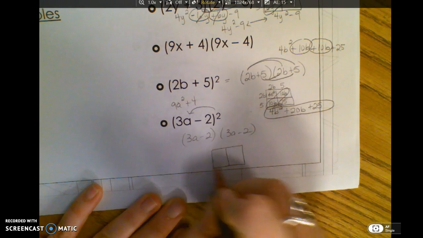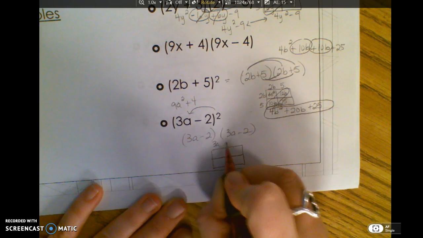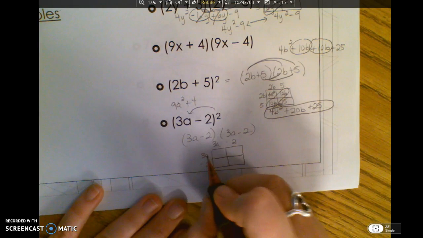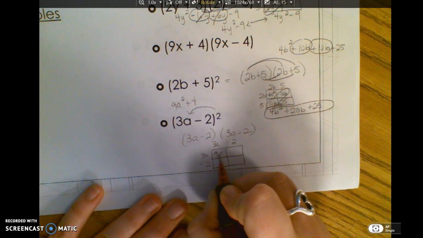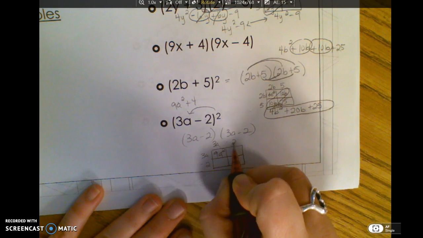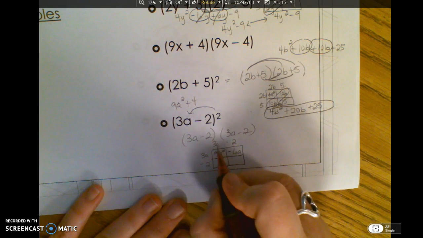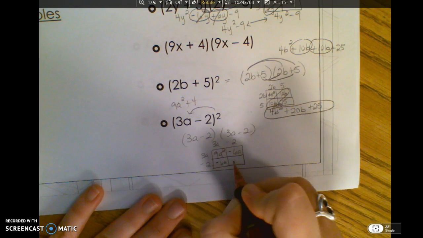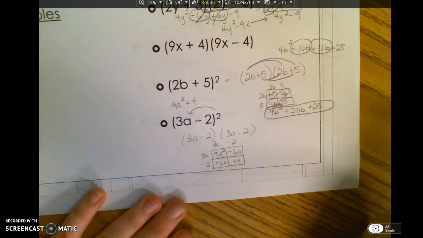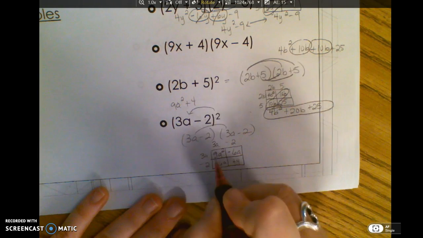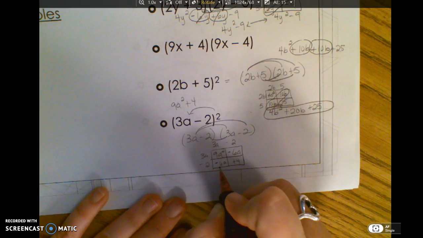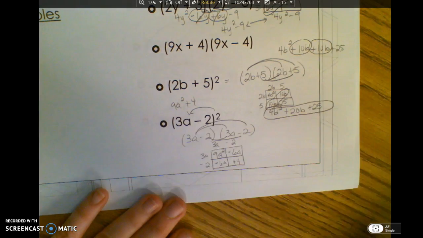When I do the box or FOIL, 3a minus 2, 3a minus 2. 3a times 3a is 9a squared. I'm going to get negative 6a. Right here I'm going to get negative 6a. And a negative times a negative is a positive 4. If I had FOILed, I would get 9a squared minus 6a minus 6a plus 4.